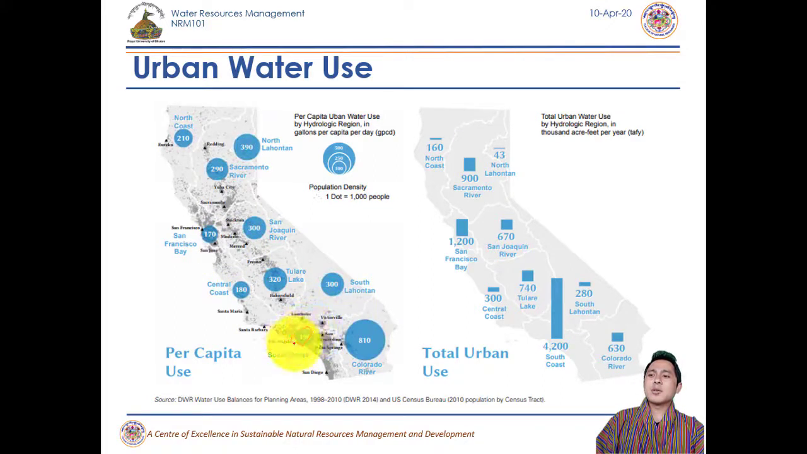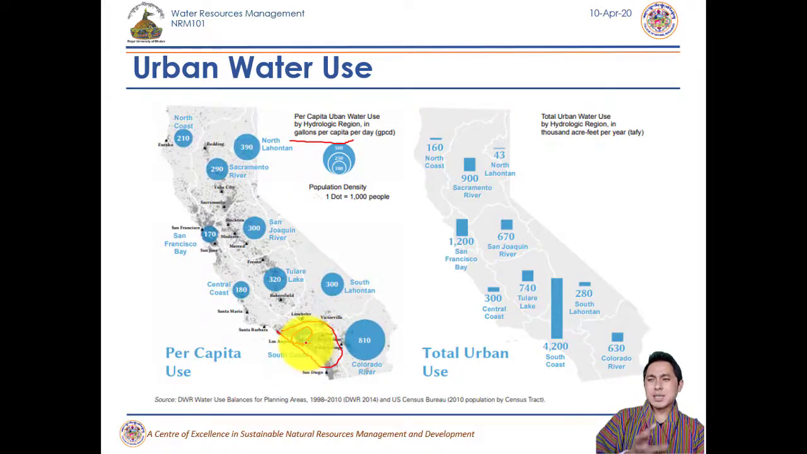But again, it's quite contradicting over here. These are the data for per day water consumption. In Los Angeles, though they have got lots of population, it is quite low. It's just 190 gallons per day. One gallon is around 4 liters, or like 4 bottles of water. So it's only 190 gallons per day, the average water use.